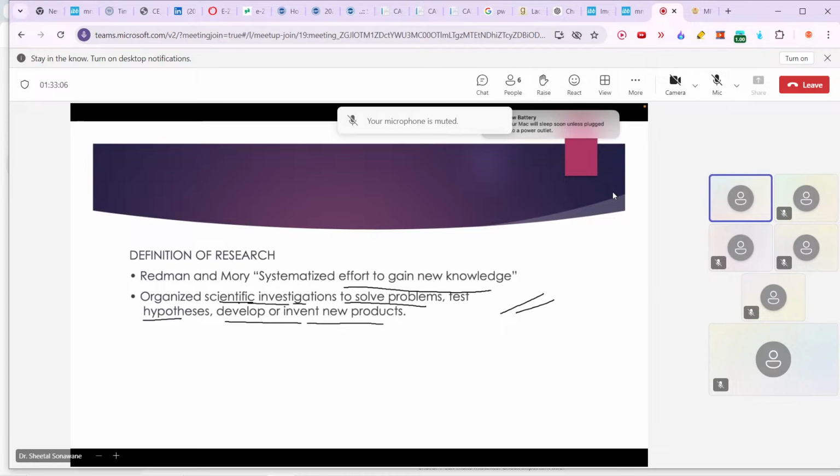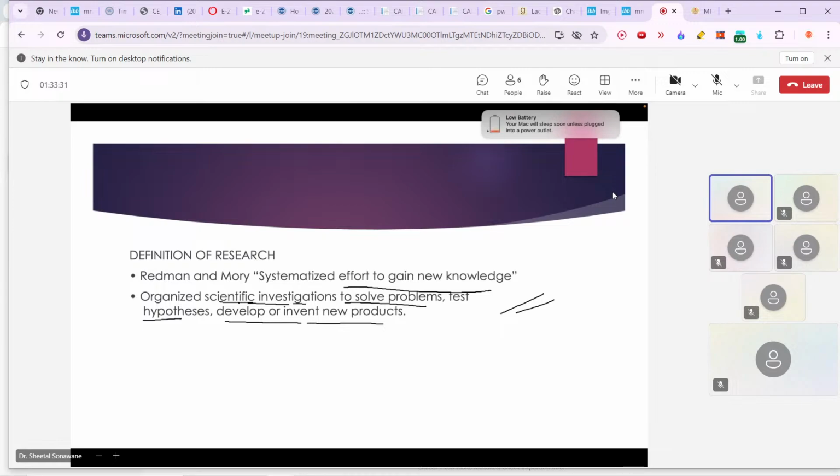Because now, हमने एक problem को discuss किया तो we have come up with certain elements which we have not even discussed earlier. So we are always gaining new knowledge. Systemized effort, it has to be a systematic process. आपने शुरू किया and you have directly implemented an application and reached the conclusion, ये research नहीं है. It has to be a systematic way.